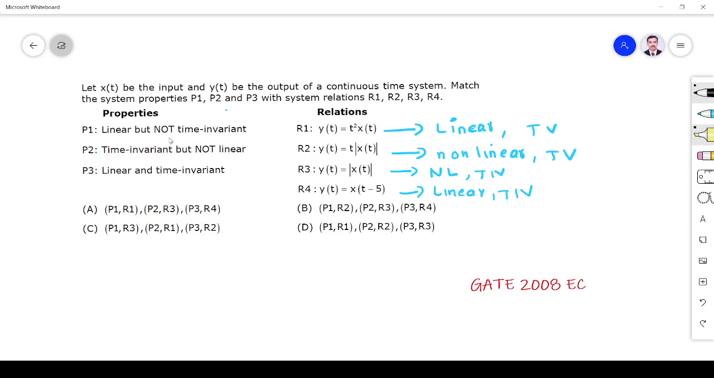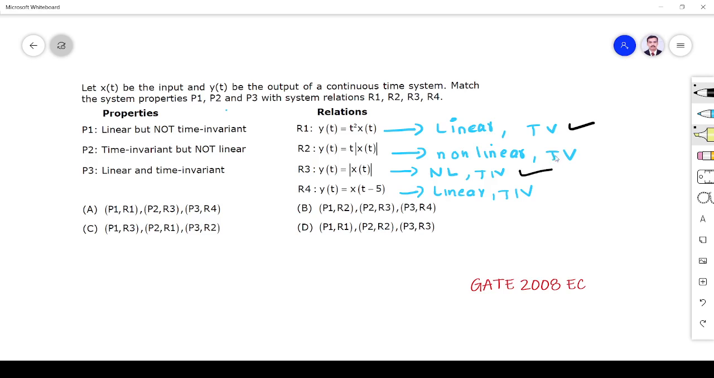Linear but not time invariant. So linear and time variant it should be. Okay. Right? Fine. Next, time invariant but not linear. Non-linear time invariant.